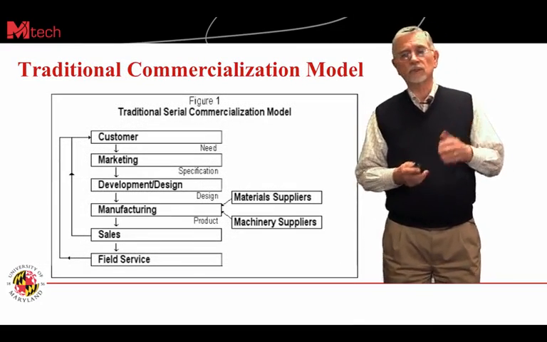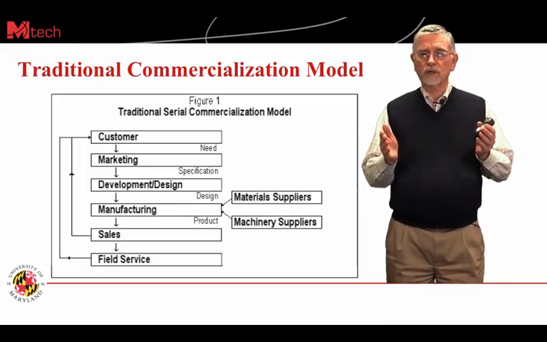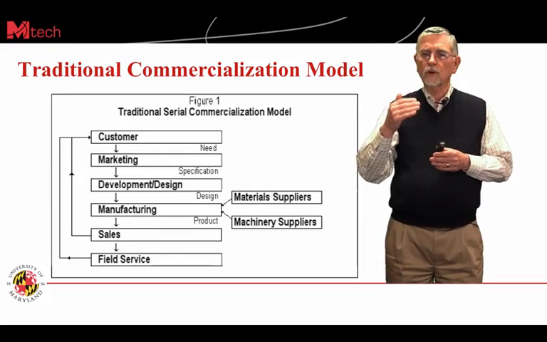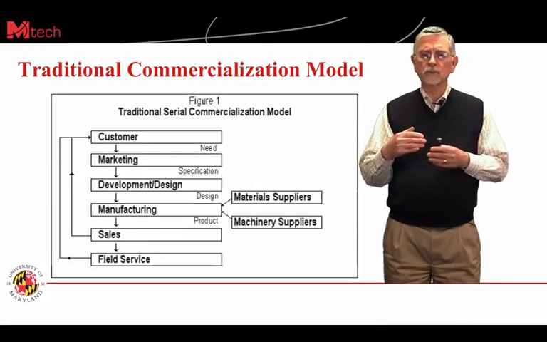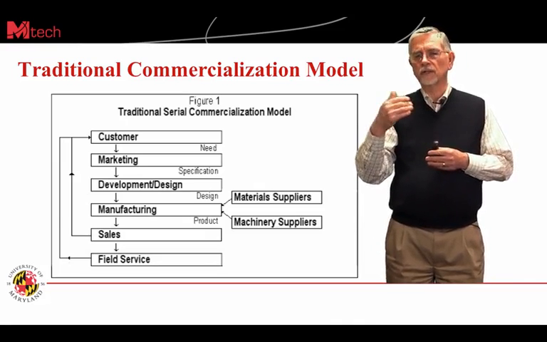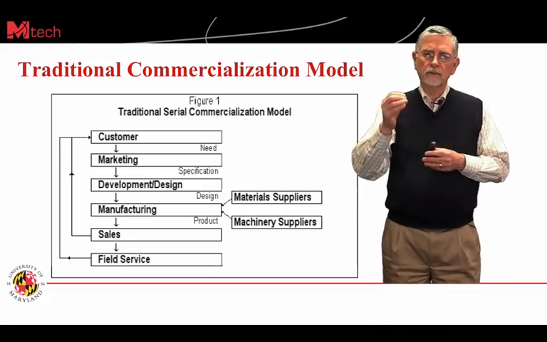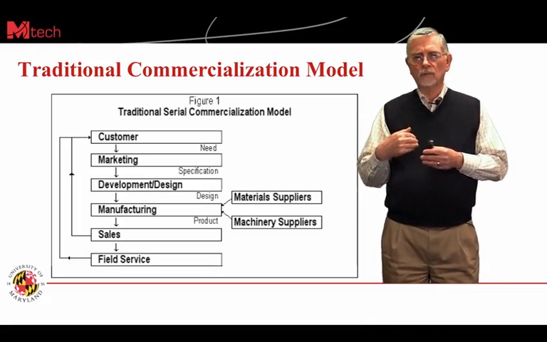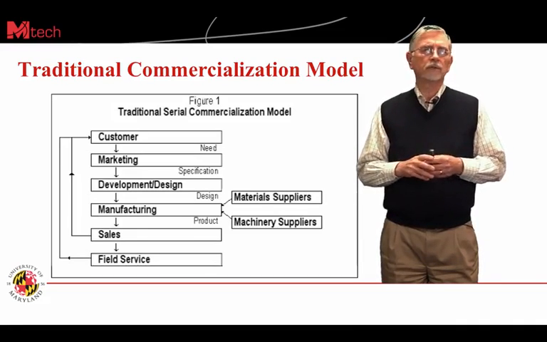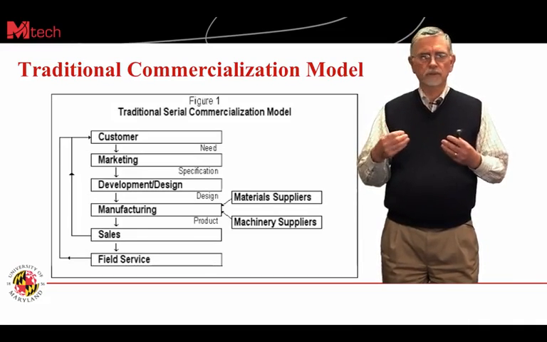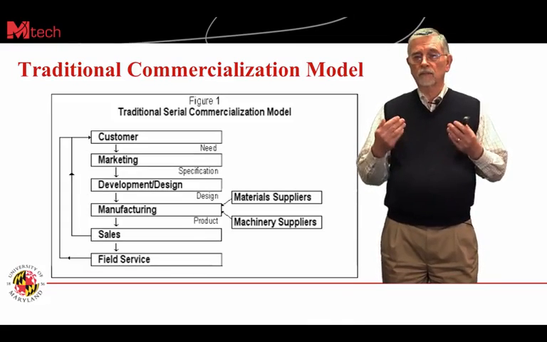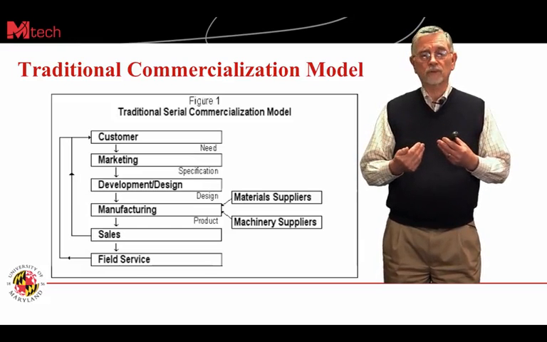So here's a traditional commercialization model. It's fairly straightforward, fairly linear, and it is a way of where most people consider how a product gets commercialized. You start with a customer, you identify a need, and then there is some communication with the marketing department, and that communication then gets translated into some design idea where engineers and marketers work together to design the new product. And from that point, it goes to manufacturing.